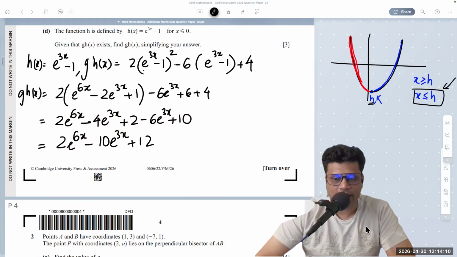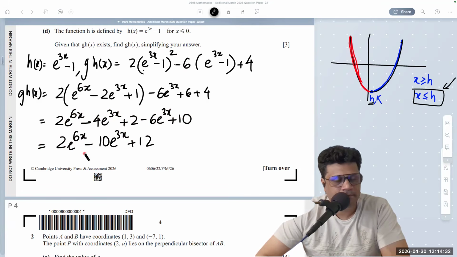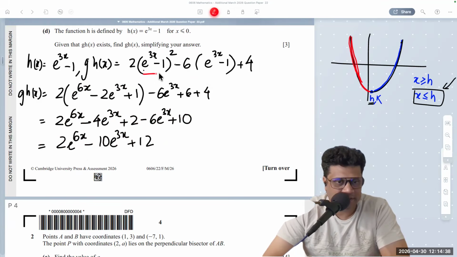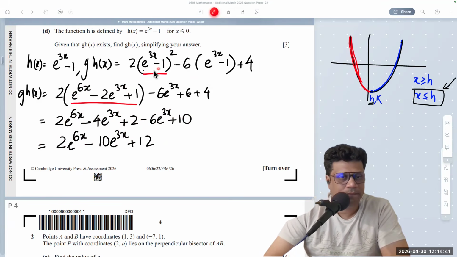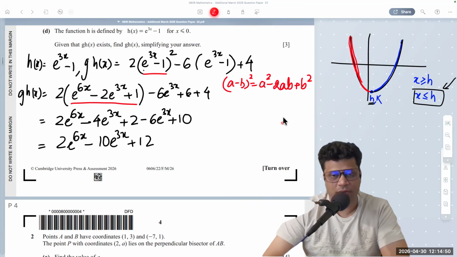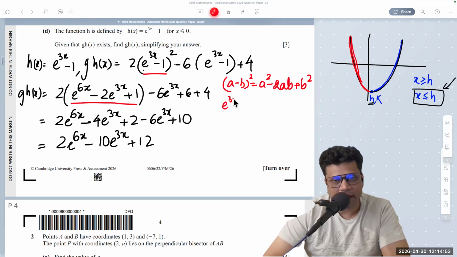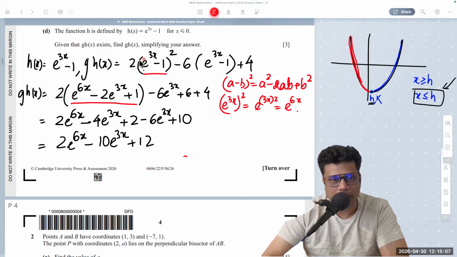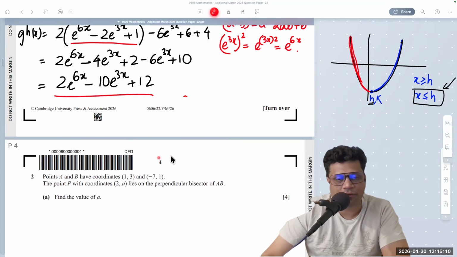Well, this is what it looks like to me. And that is correct. Okay, so one thing you would want to keep in mind is when I square this, I've used the a minus b square formula. A square minus 2ab plus b square is what you get. Remember, e to the power of 3x when squared is e to the power of 3x multiplied by 2, that's e to the power of 6x. See that? So that is how you want to go about this question, and that's your answer. Let's go to the next one.